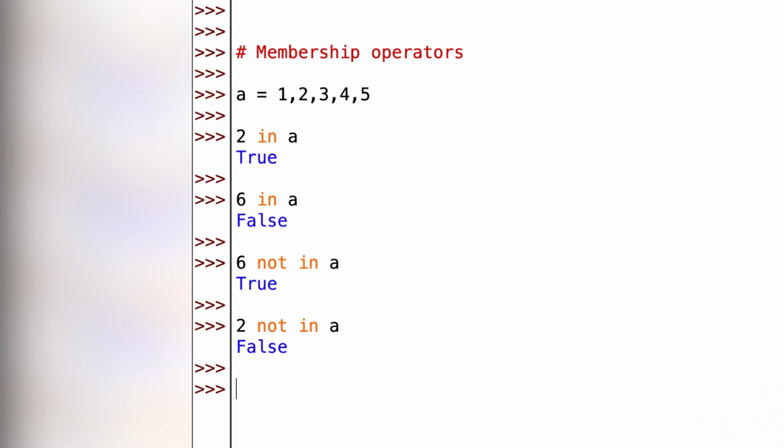In keyword. It is called as membership operators. It is used to check whether the given value or variable is present in a given sequence. If present, it will return true, else false. Not in is opposite to in.